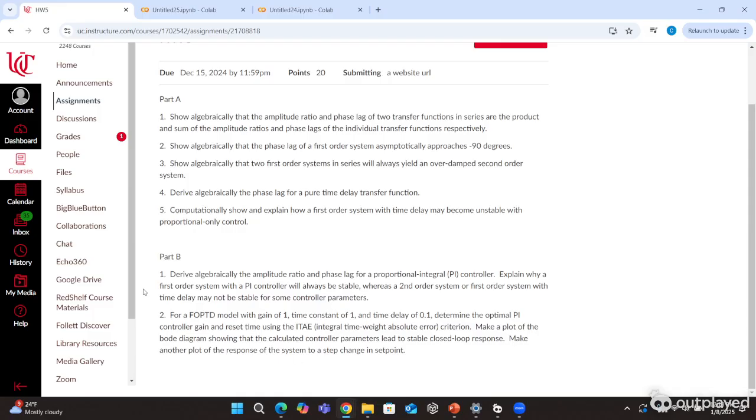So for homework 5, part B, derive algebraically the amplitude ratio and phase lag for a proportional integral, otherwise known as PI controller. Explain why a first-order system with the PI controller will always be stable, whereas a second-order system or a first-order system with a time delay may not be stable for some control parameters.